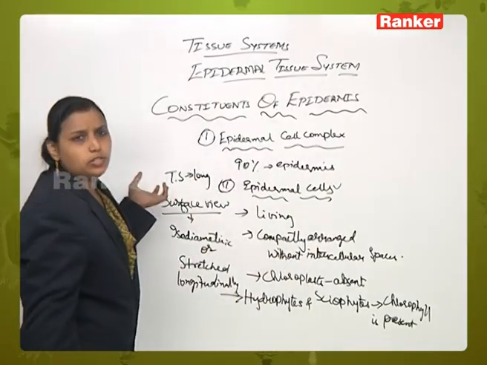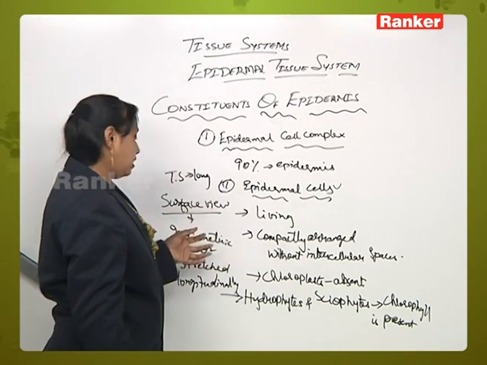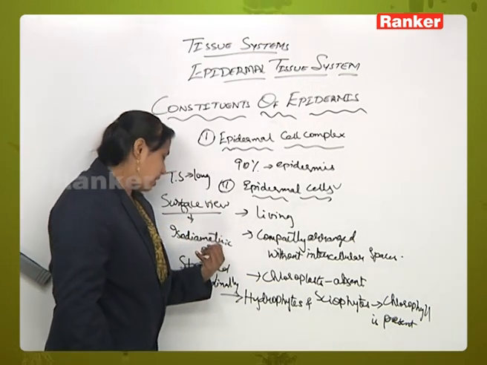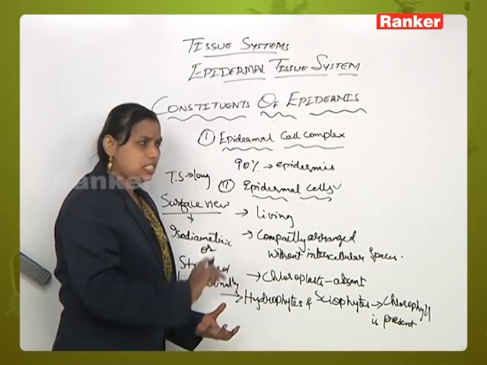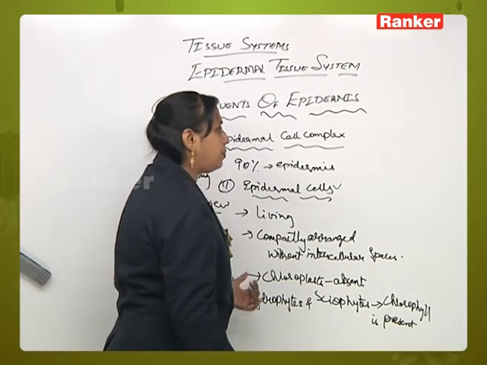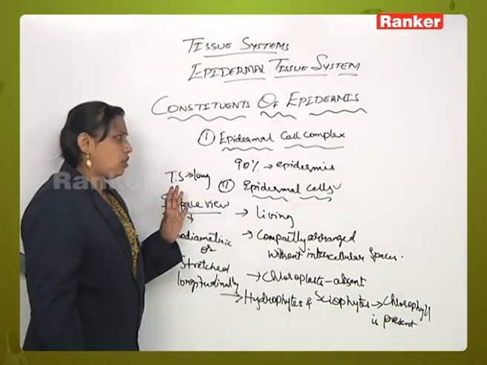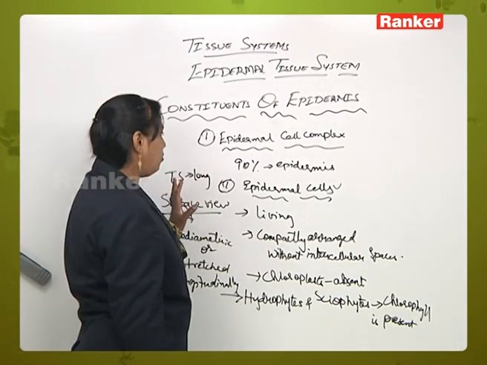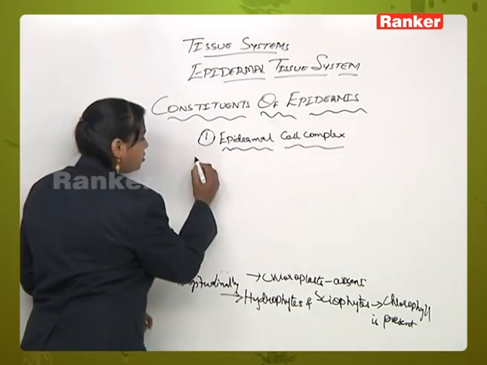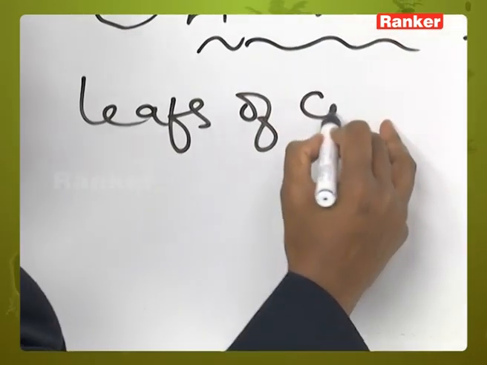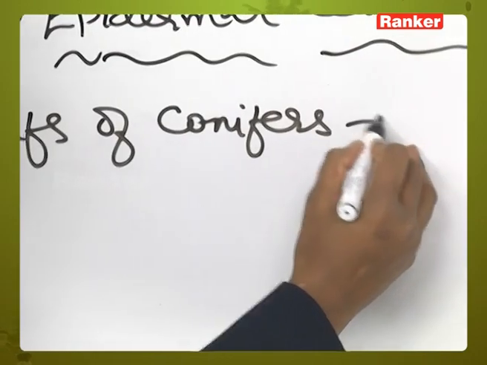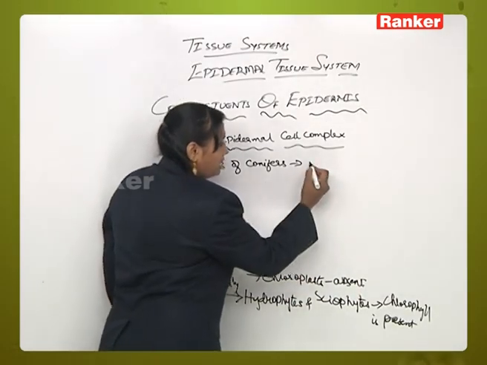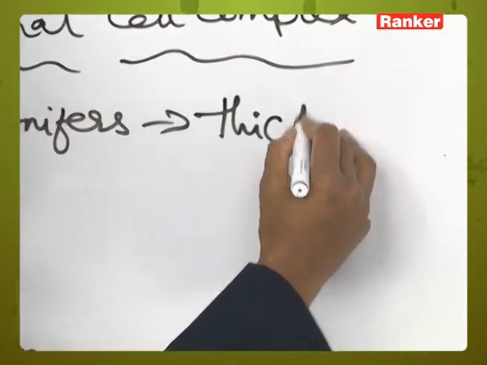So in surface view, these epidermal cells are either isodiametric in nature, or you may see all of them stretched and arranged longitudinally. Depending upon the species, the outer wall of the epidermal cells may be thin or thick. In the leaves of conifers, the cell wall of the epidermis is thick.